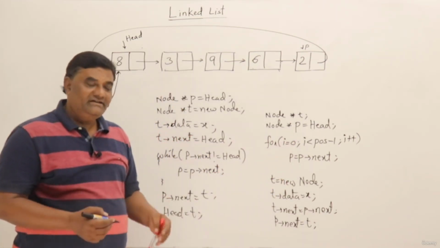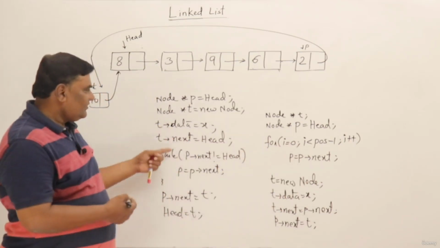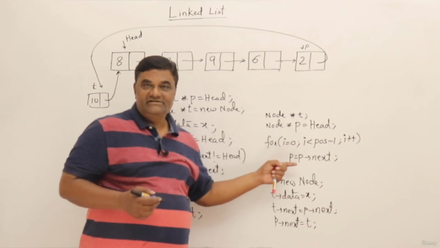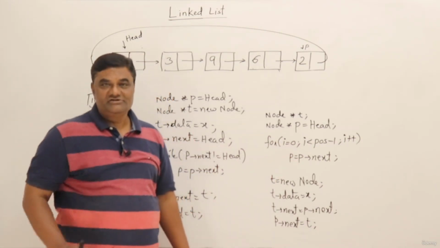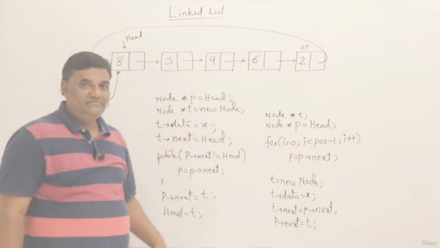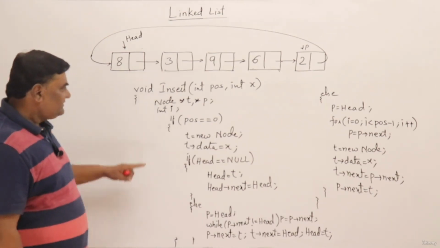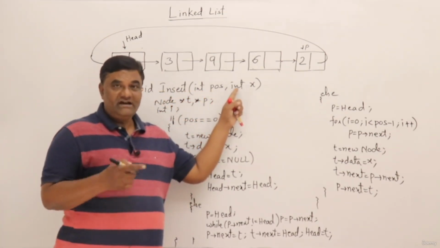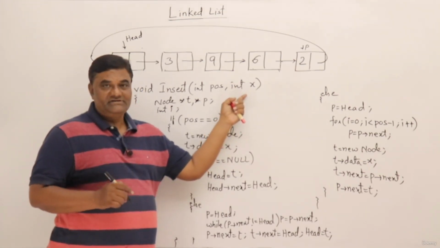So there were two cases, inserting before head or inserting at any other position. So this I can call as inserting at index 0 and this is any other index. So let us combine these two and write a single insert function. I will write a single insert function, then I'll explain that one. Here I have an insert function. Let us quickly look at this one. See, insert function is taking two parameters: at what position, at what index you want to insert, and what value you want to insert.